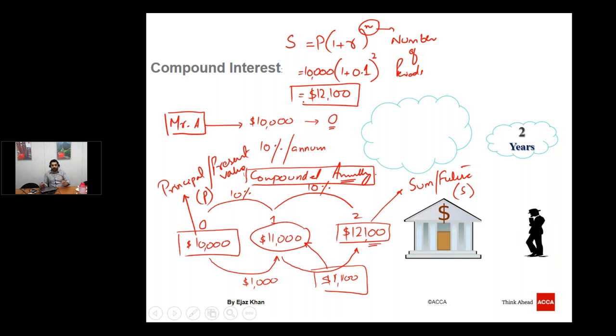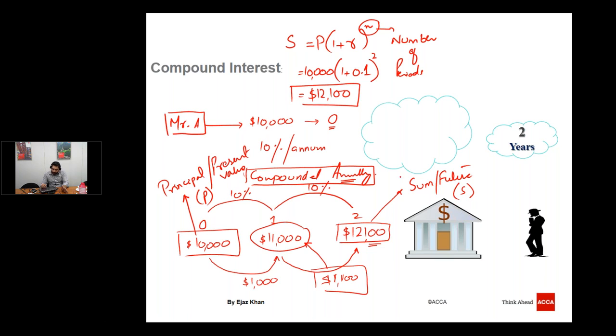This is a very important formula, and you need to keep it in mind, because we'll be using it frequently in our calculations when we calculate net present value or the IRR. Now, the basic thing we need to understand is the difference between the principal and the sum, that is the present value and the future value.